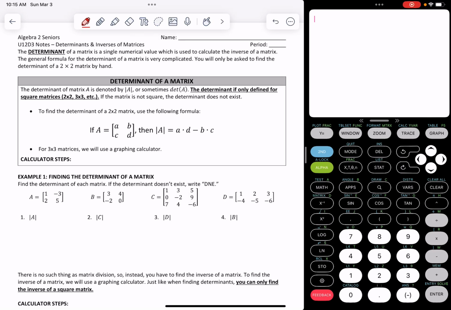So for Unit 12, Day 3, we're going to be finding what are called determinants of a matrix and an inverse of a matrix, okay? So a determinant is just a single numerical value, which is used to calculate the inverse of a matrix, okay? Now, we're not going to be finding any of this stuff like inverses by hand. The only thing that I'm going to maybe ask you to do is find the determinant of a 2x2 matrix by hand, because it's pretty easy. But once we get to a 3x3, it starts getting a lot more complicated here.